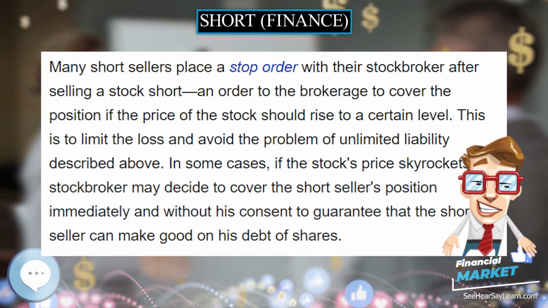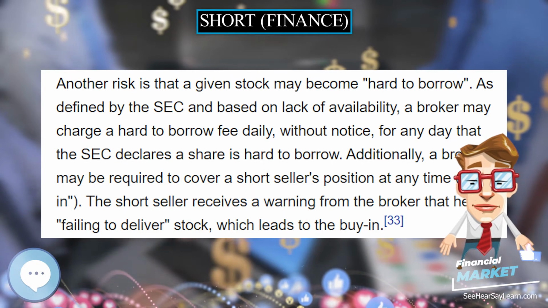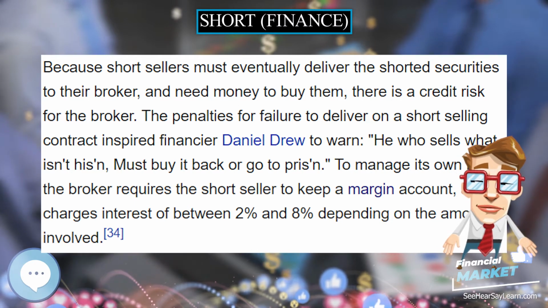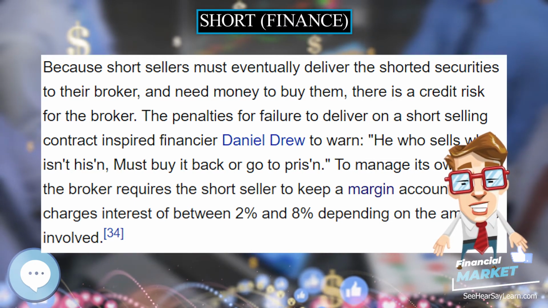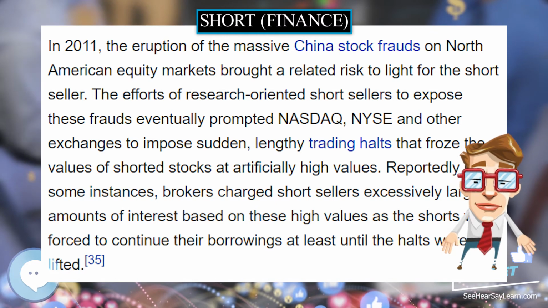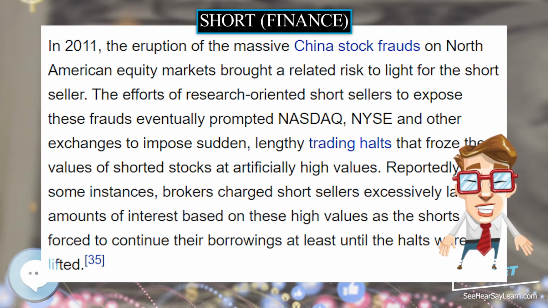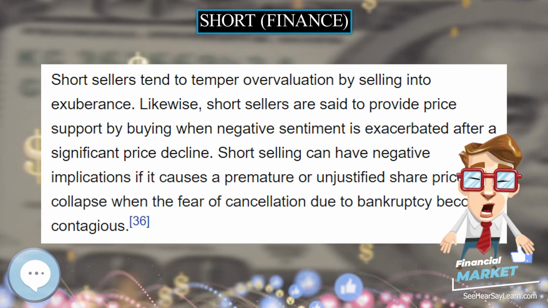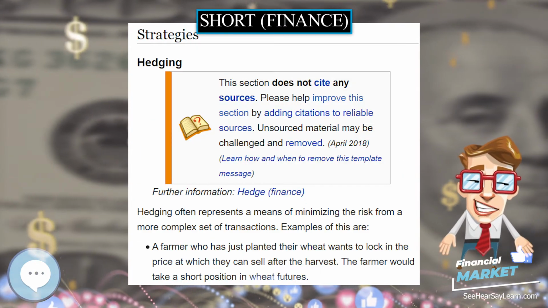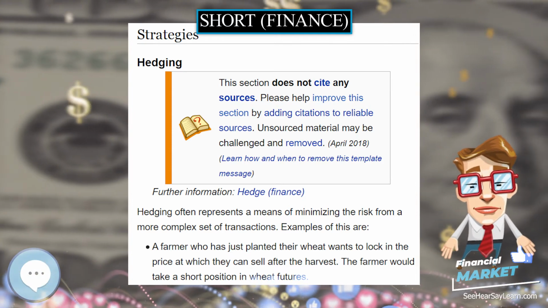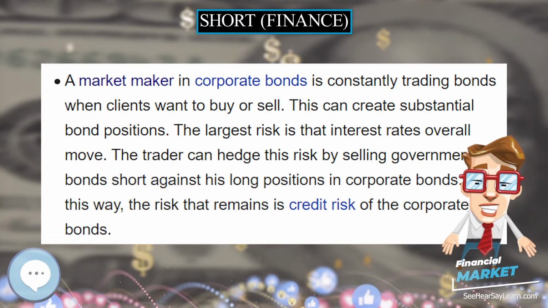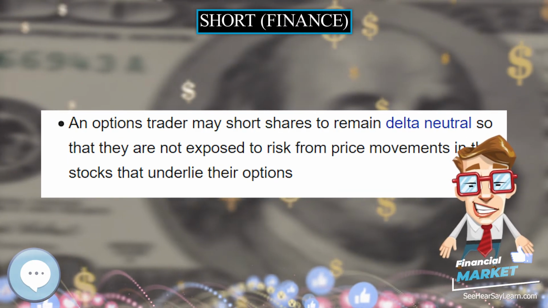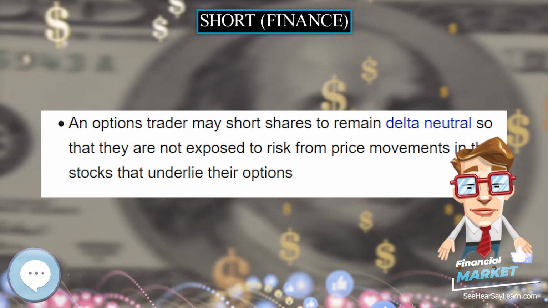Strategies. Hedging. Hedging often represents a means of minimizing the risk from a more complex set of transactions. Examples of this are arbitrage. A short seller may be trying to benefit from market inefficiencies arising from the mispricing of certain products. Examples of this are against the box. One variant of selling short involves a long position. Selling short against the box consists of holding a long position on which the shares have already risen, whereupon one then enters a short sell order for an equal number of shares.